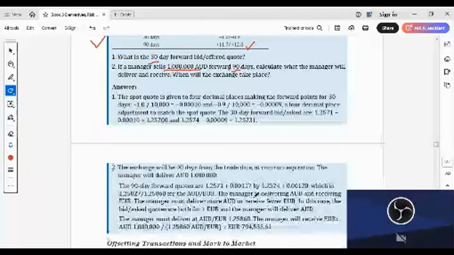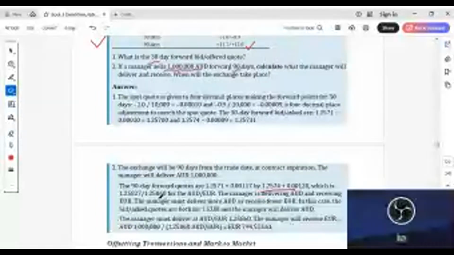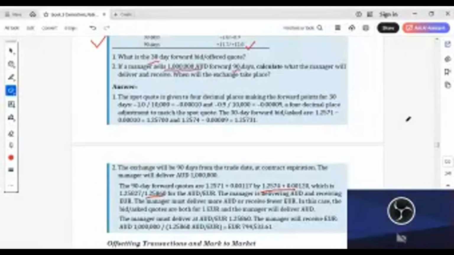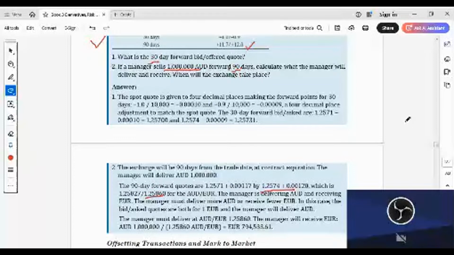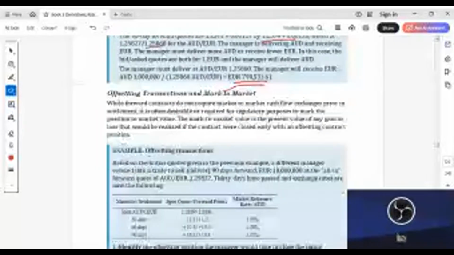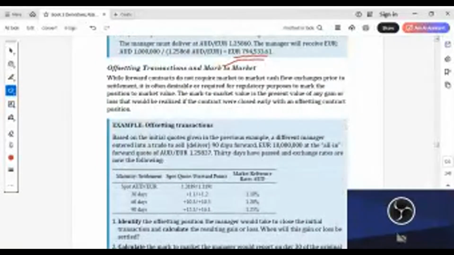This one, right? And you are going to buy euro with 1 million AUD. So you receive 1 million divided by 1.2574. Is that okay with both of you?